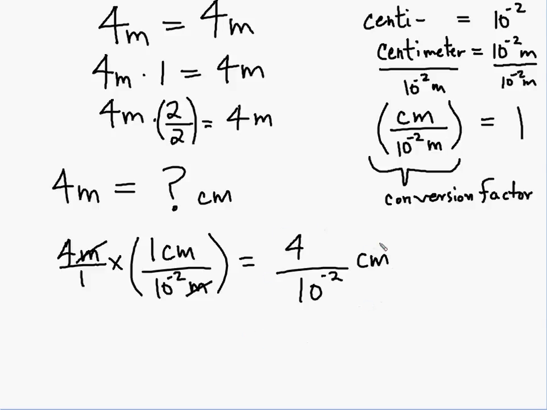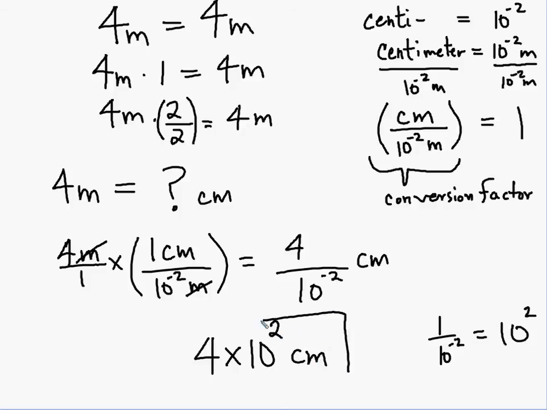That's an improper fraction. We can simplify that a bit because we remember that 1 over 10 to the minus 2 is the same as 10 to the positive 2. 1 over a negative exponent is equal to that value raised to the positive exponent. So instead of 4 over 10 to the minus 2 centimeters, I have 4 times 10 to the positive 2 centimeters. And that is equal to 4 meters. That's how the system works.